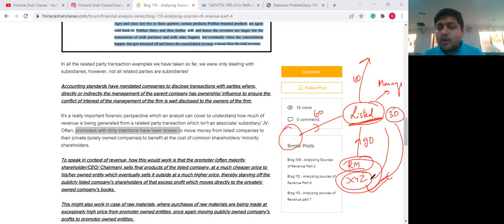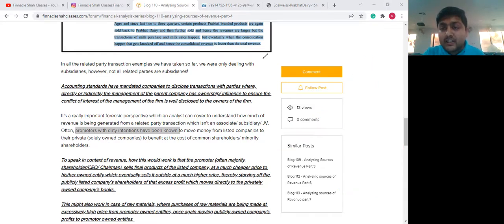Now, please don't get me wrong. Not every promoter who engages in related party transactions may be playing a dirty game. Please do not have that mindset. I've talked about this in our lecture 9, where I explained that in financial statement analysis there is no such thing as black or white. Everything is gray. So we have to figure out the materiality of the transactions, and at the same time, whether the transactions are fair.